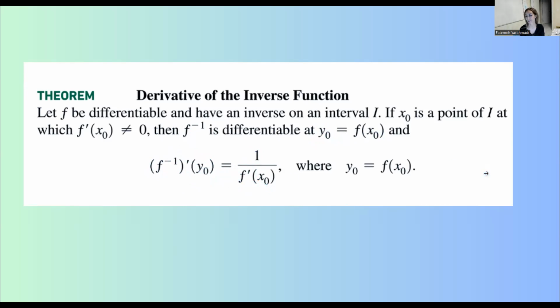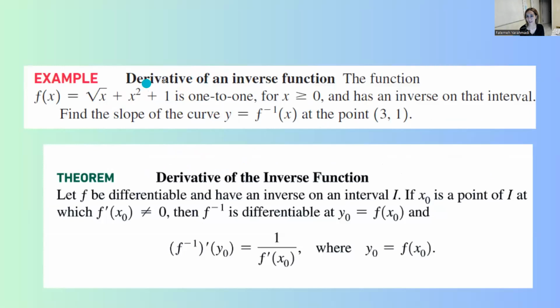Let's take a look at one example. In this example, the question says, we have a function. This function is defined as square root of x plus x squared plus 1. This is a one-to-one function on the positive real numbers along with 0. Well, it has an inverse. The question says, find the slope of the curve, which is the inverse of this function.